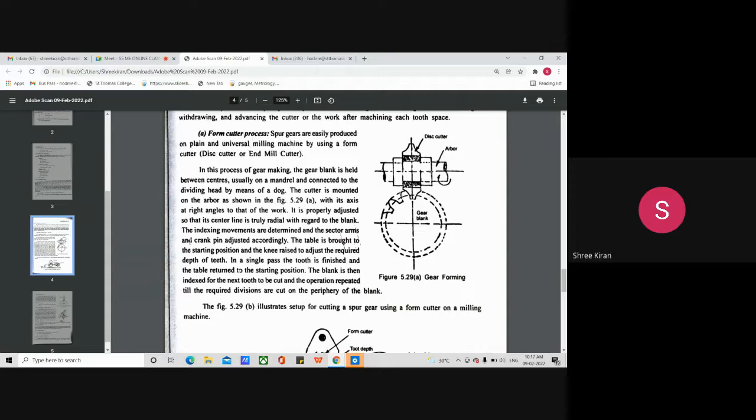The cutter is mounted on the arbor as shown in the figure. You can see in the figure that the cutter is always mounted on the arbor. Yesterday I asked you what the purpose of an arbor is. So the cutter is mounted on the arbor with its axis of rotation.